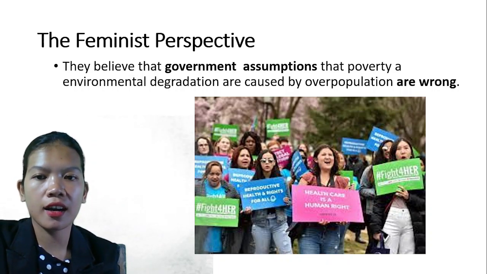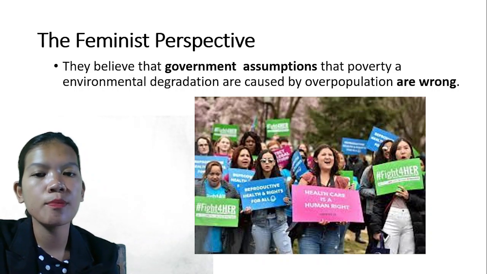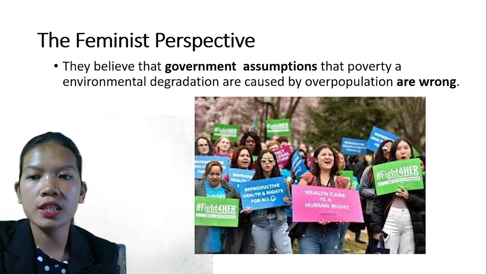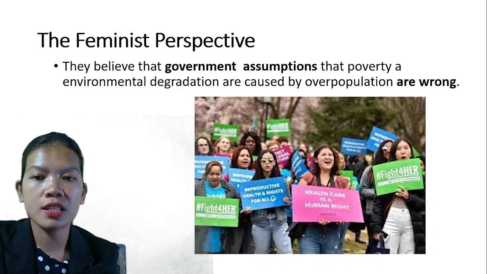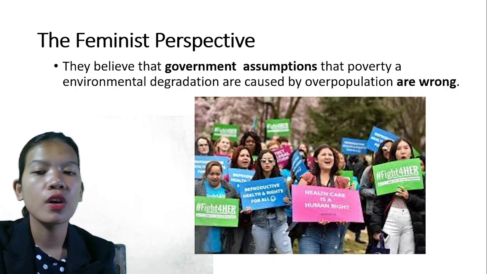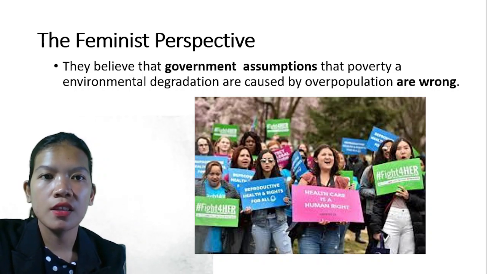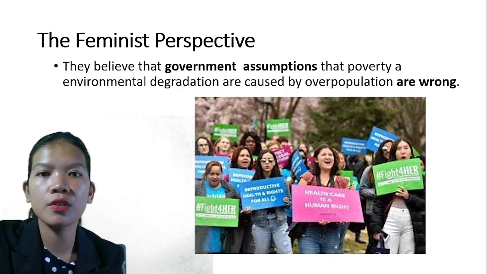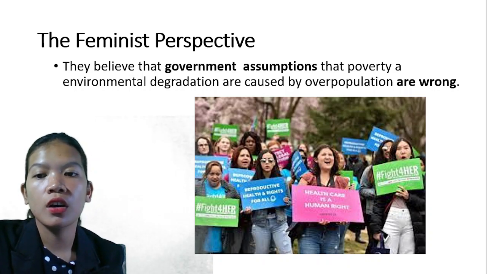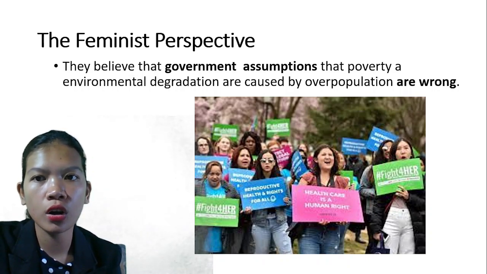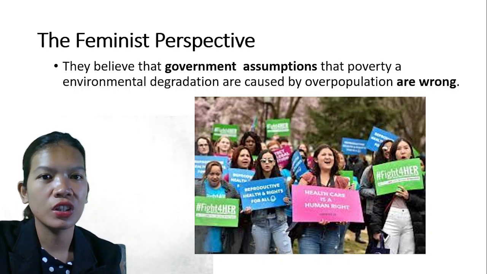The feminists argue that they are against any population control because it is compulsory by nature, resorting to a carrot and stick approach, where punitive mechanisms coexist alongside benefits that actually do not empower women. These feminists believe that the government assumption that poverty and environmental degradation are caused by overpopulation is very wrong. That idea is a wrong notion.